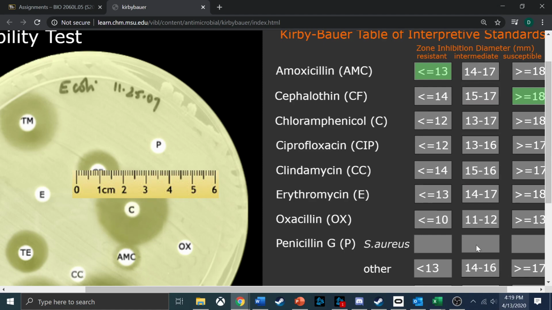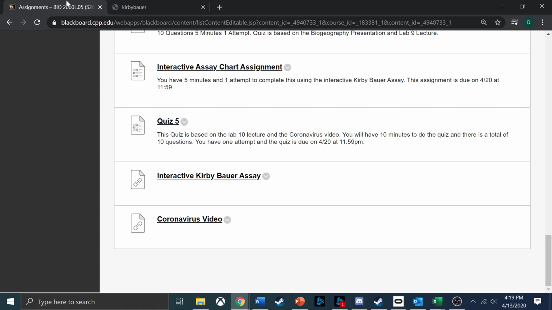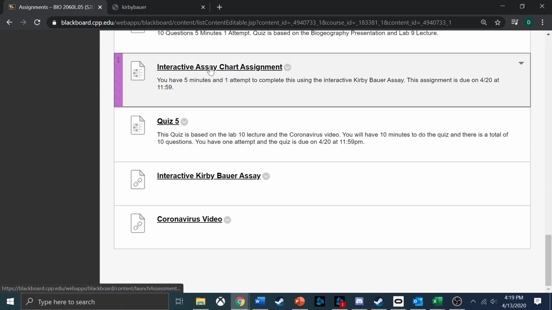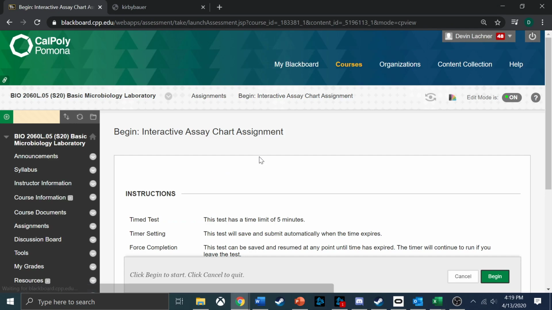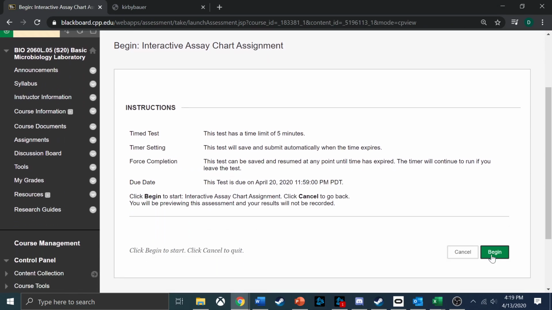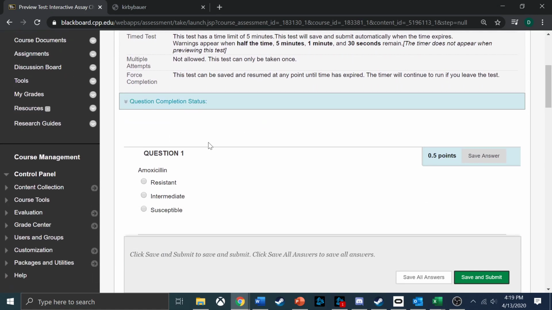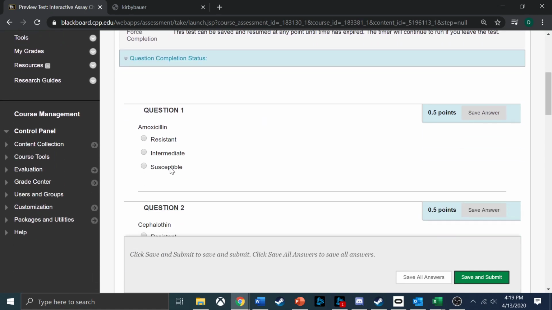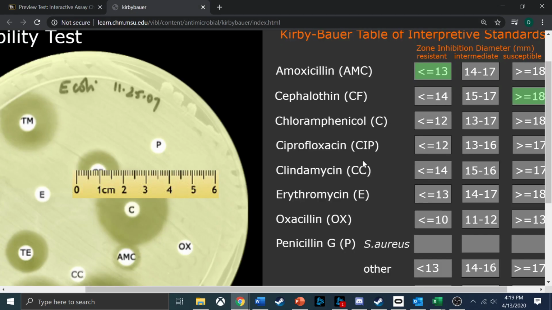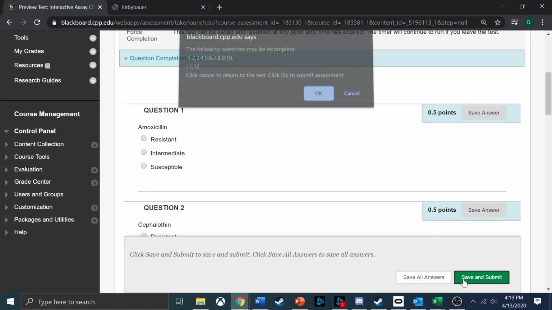Once you've filled up all of these, you're going to go here and take this little quiz assignment test. All you need to do is put in whether it's resistant, intermediate, or susceptible, and you'll have 5 minutes to do all that. It should be very easy. You'll have all the answers saved right here, so you can go back and forth and put them all in, and then submit it.